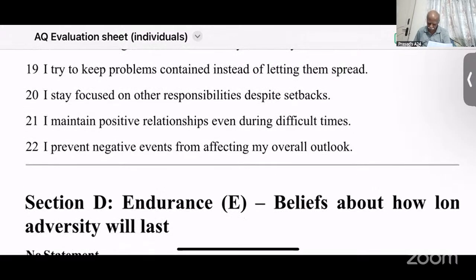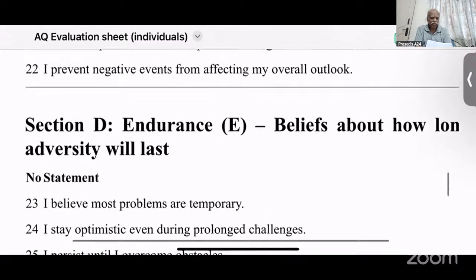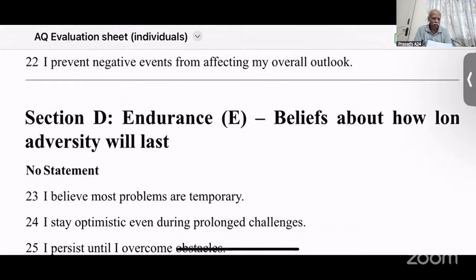21st, I maintain positive relationships even during difficult times. 22nd, I prevent negative events from affecting my overall outlook.